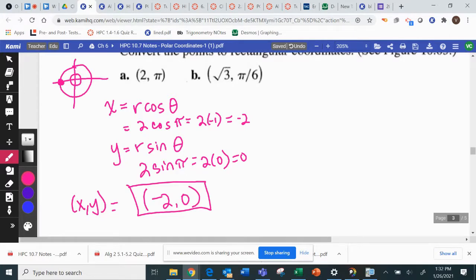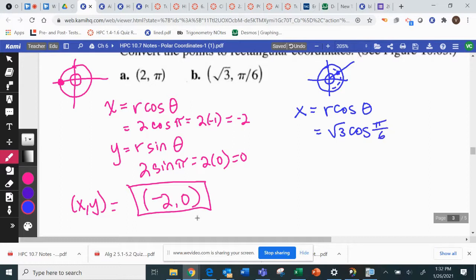Okay. The next one. This one might be a little bit more challenging to picture because, like, what's the square root of 3? Is it 1.73? Yeah. So it's somewhere around here, and we're sitting at pi over 6. So that's at least easy. I'm going to use these formulas. We're going to have x equals r cosine theta. So our x is going to be radical 3 cosine of pi over 6.